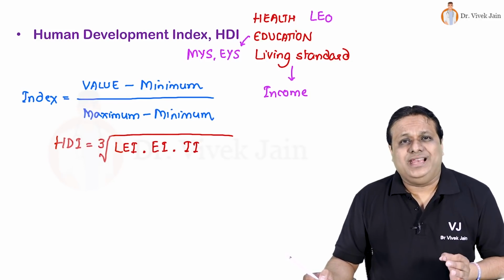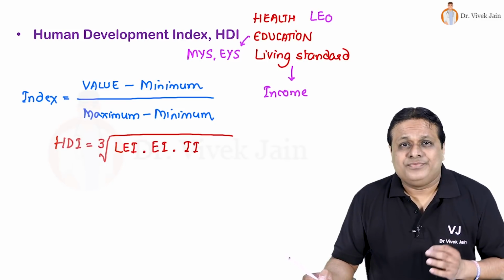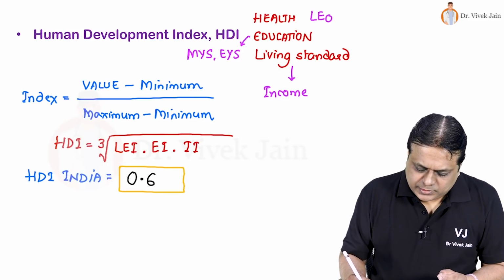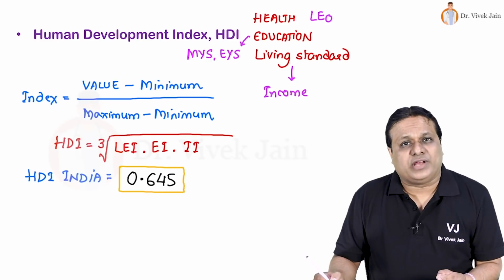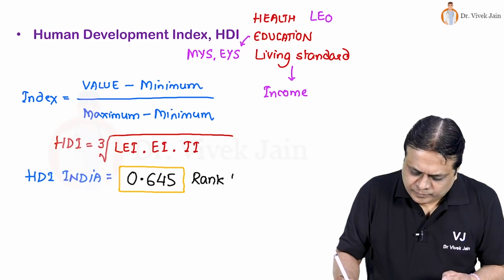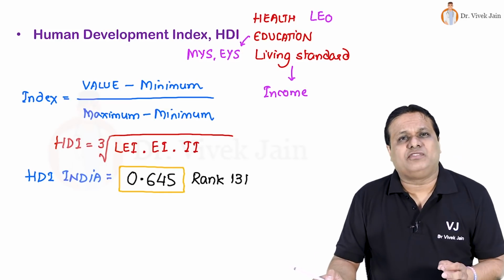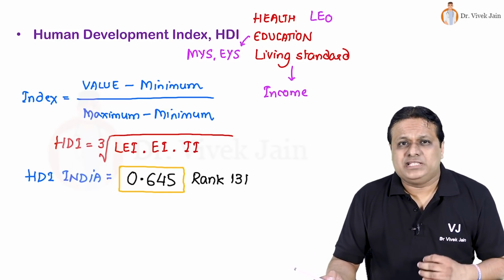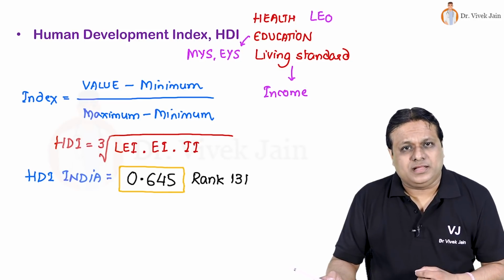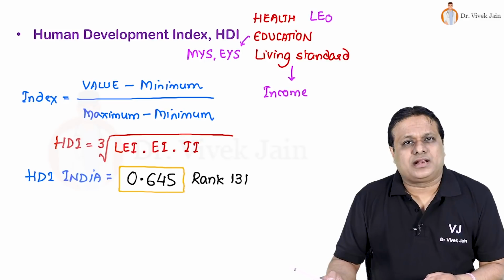When you look at the latest value of human development index for the country India, that has been found to be 0.645, and India has a rank of 131 in human development across the planet. Friends, please remember, human development index lies between 0 to +1, and 0.645 makes India a medium development country. Let's move to the next parameter now.